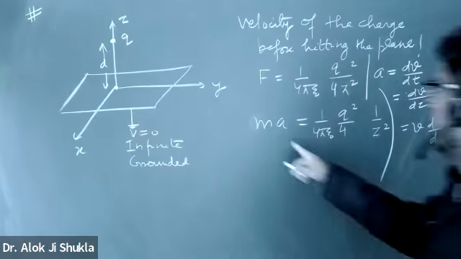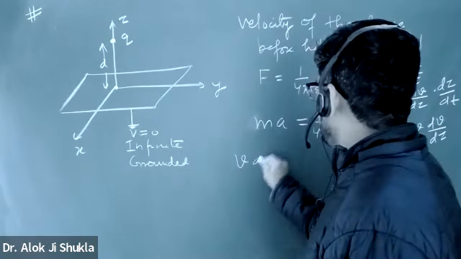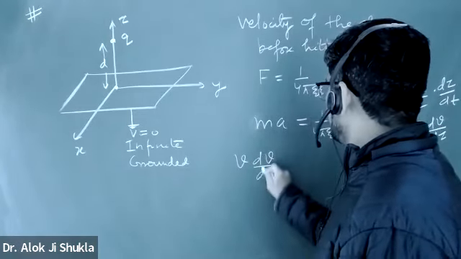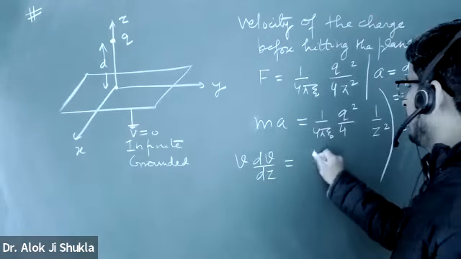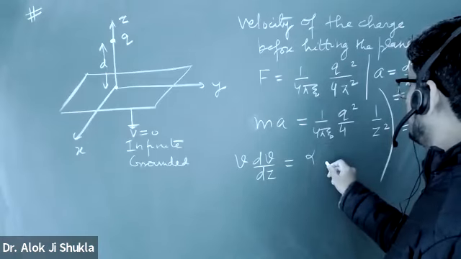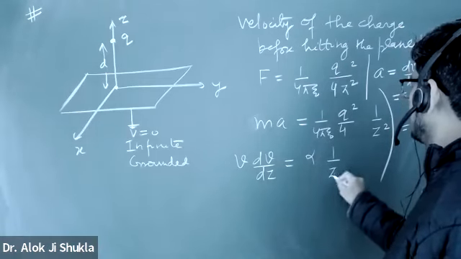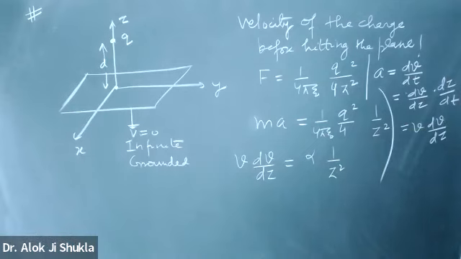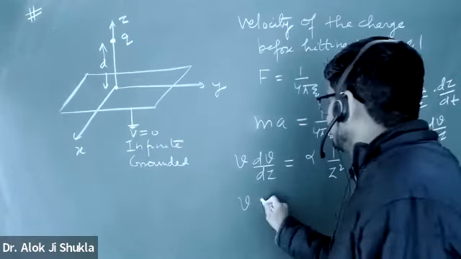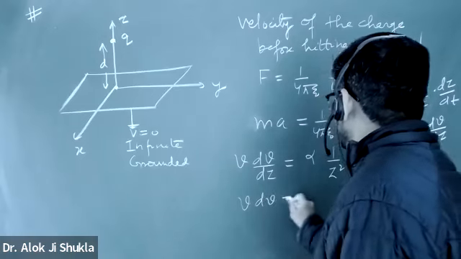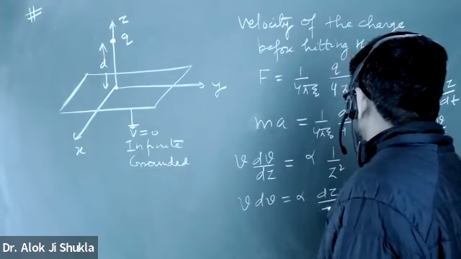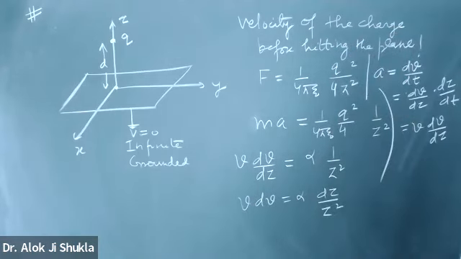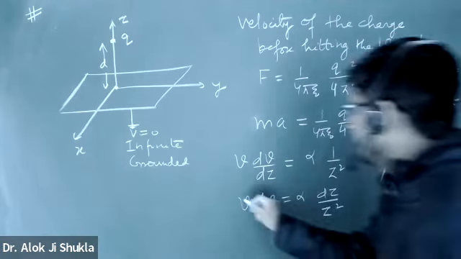So you take this here. So v dv by dz is equal to, I am taking mass also this side, alpha by z square. Let us put all the constant in alpha. So v dv will become alpha dz by z square. So let us now integrate both sides.